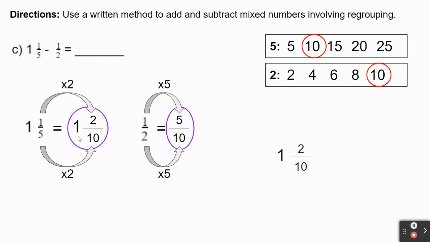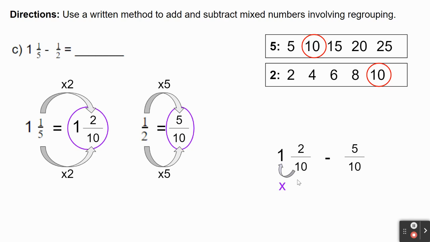We have 1 and 2 tenths minus 5 tenths. Remember, always start by adding and subtracting the fractions first, because that's the smallest part of the number. Here we have 2 tenths minus 5 tenths. Well, if we only have 2 tenths, we can't take away 5 tenths. We need to regroup. So we are going to regroup from the whole. What we're going to do is rewrite this mixed number as a fraction greater than 1 so that we can subtract the fractions.